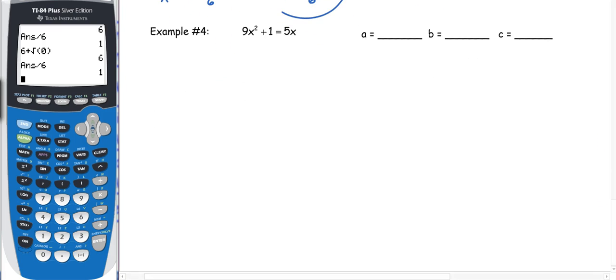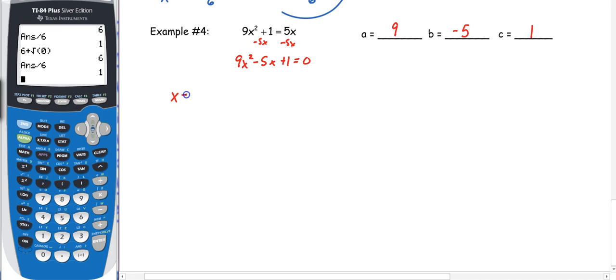So first I need to get this in standard form, so I'm going to subtract 5x from both sides. 9x squared minus 5x plus 1 is equal to 0. So my a value is in front of the x squared, which is 9. My b value is in front of the x, which is 5. And my c value is the constant, which is 1.